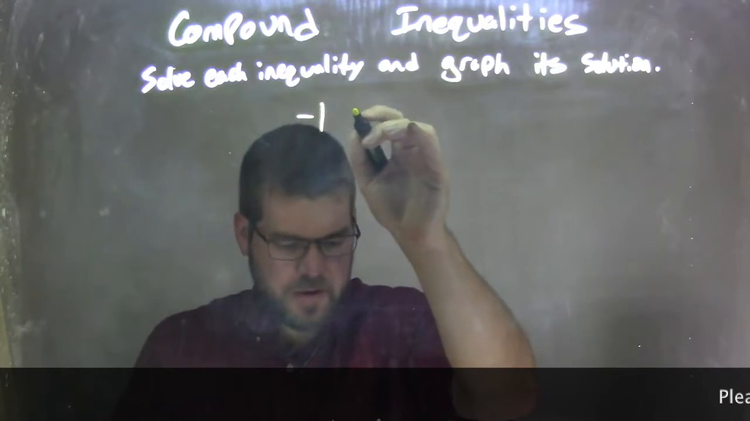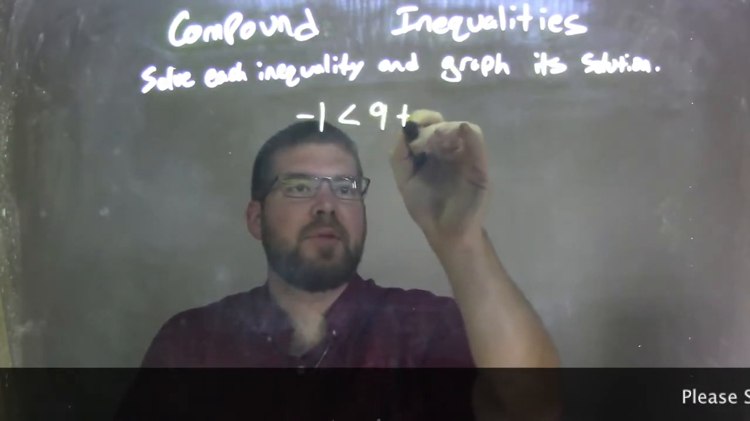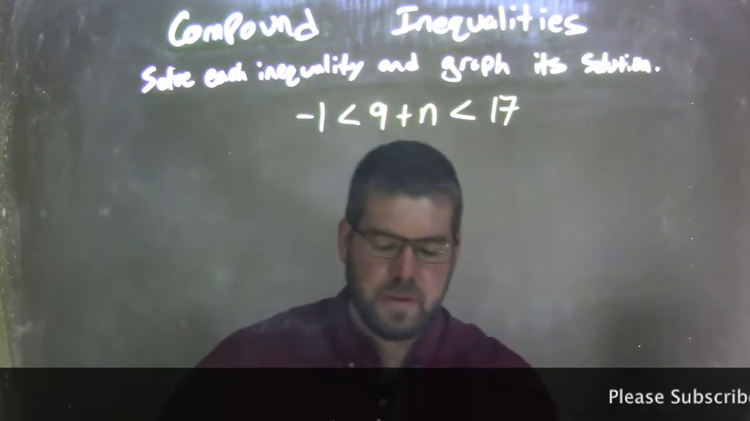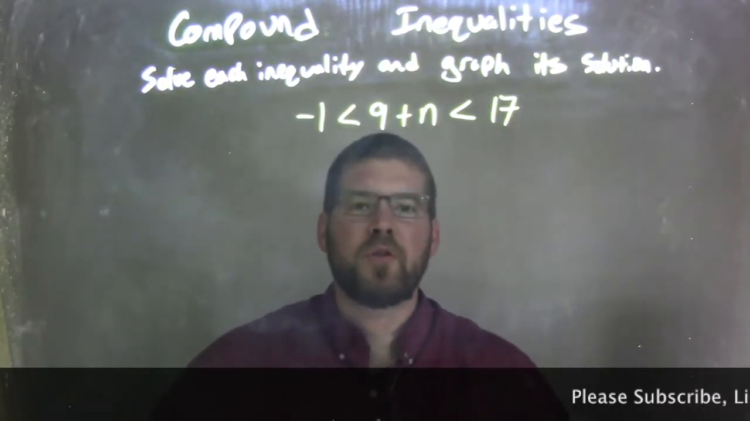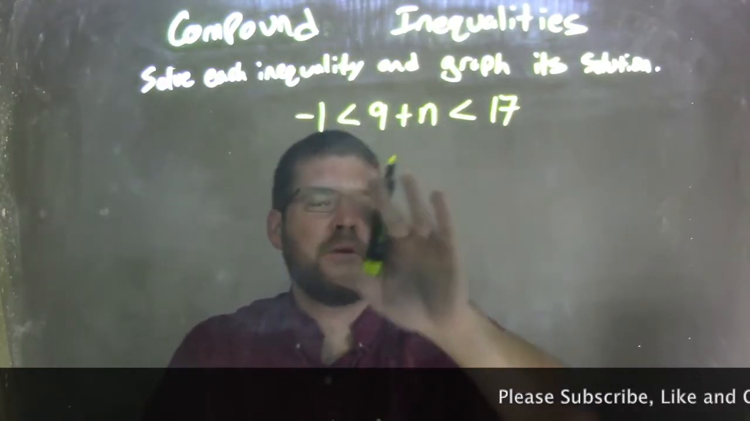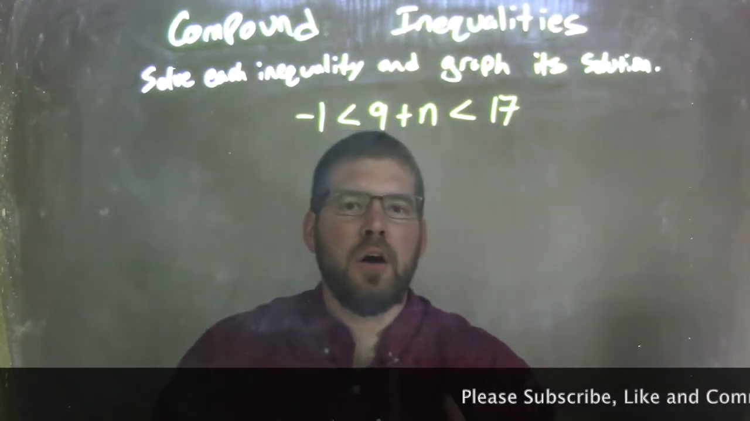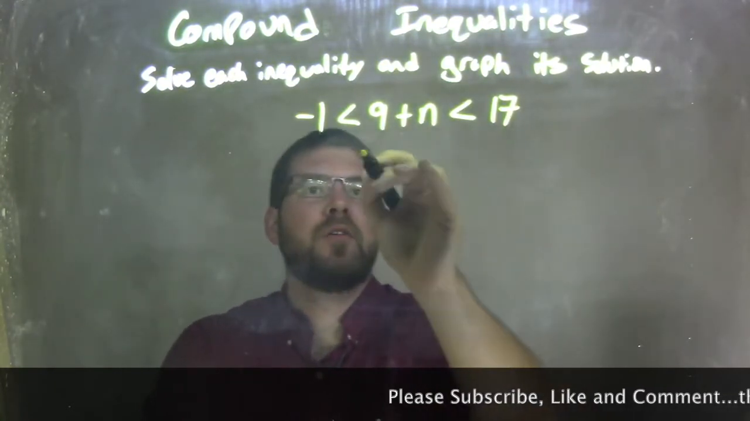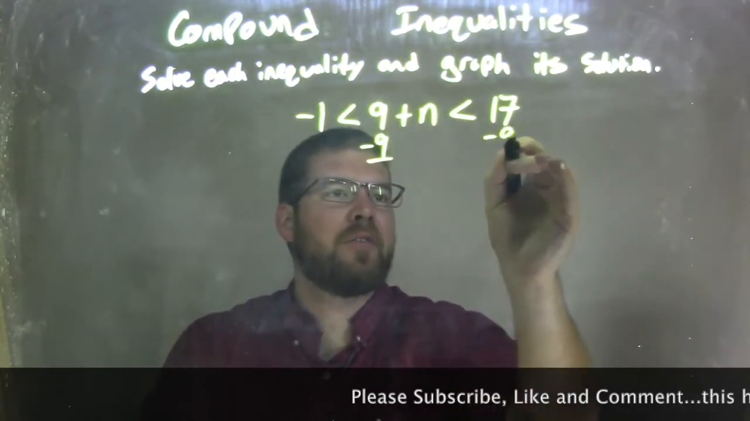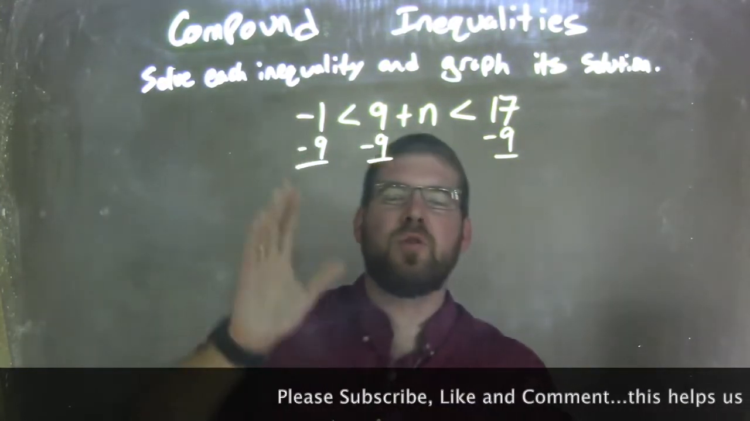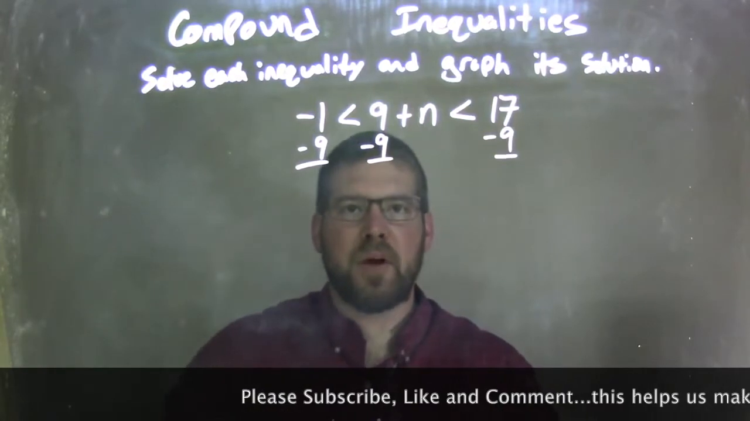Negative 1 is less than 9 plus n, which is less than 17. Okay? Well, my first step here is I want to simplify this, getting n by itself. So now n's in the middle here, right, between our two inequalities. So when I want to move the 9, I have to move the 9 to all parts. So if I subtract a 9 like this, I subtract a 9 over here and over there, okay, to all parts together, all right, all three parts.